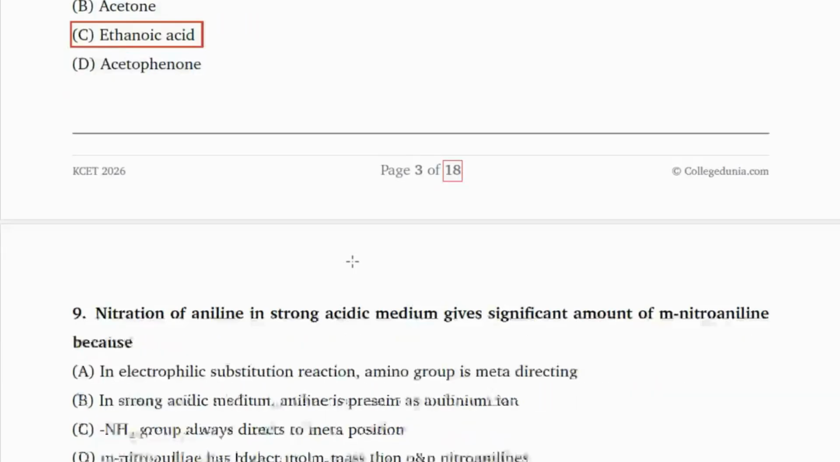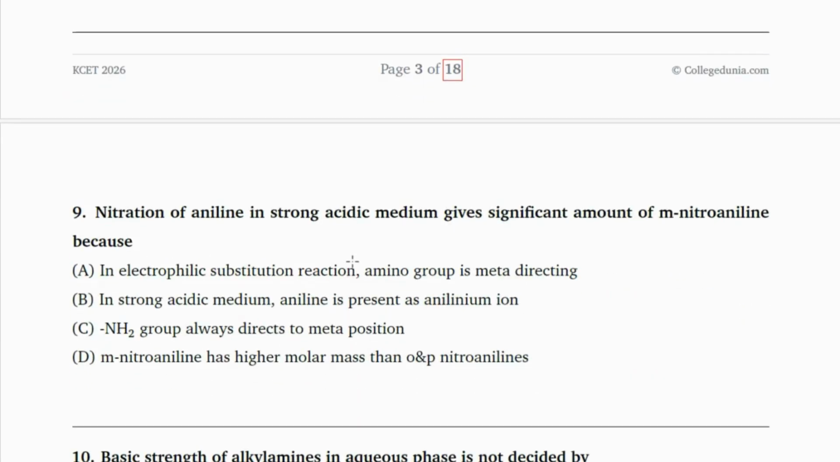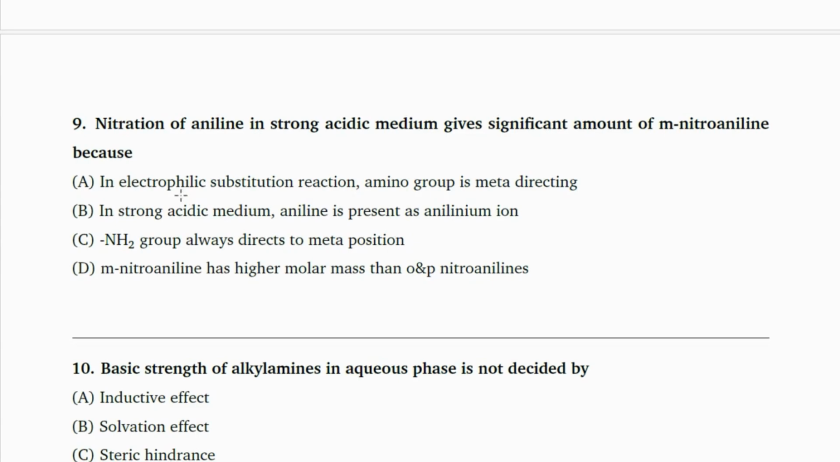Next, ninth one. Nitration of aniline in strongly acidic medium gives a significant amount of meta-nitroaniline. This is because in strong acid, aniline is protonated to the anilinium ion, which is meta directing in nature. So this leads to a meta-nitroaniline product. Therefore, option B is correct.